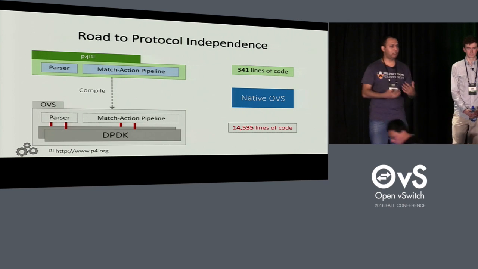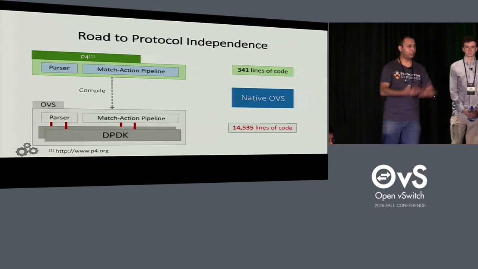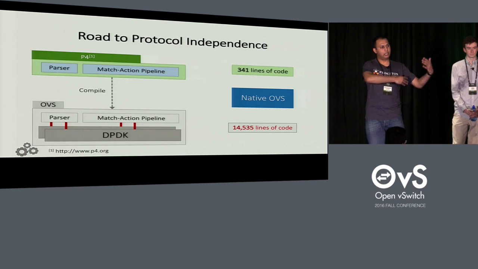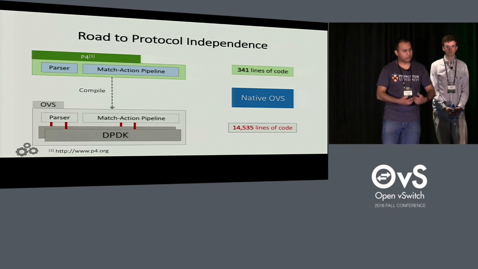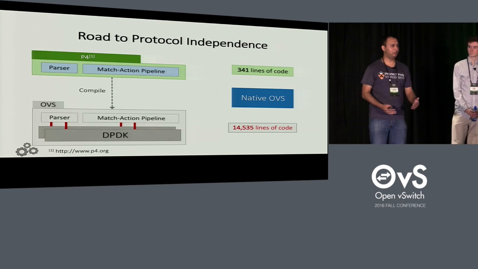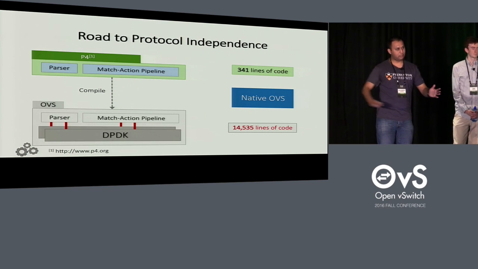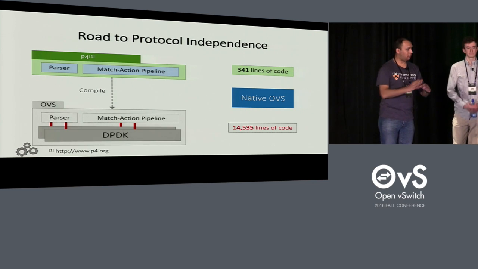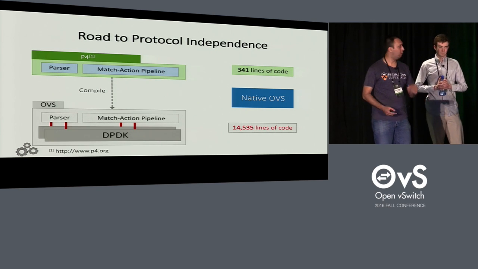So what we did was come up with a compiler that automates this process. Given these 341 lines of code, it generates these thousands of lines of code for you automatically, because you can automate this process for a larger part of the OVS code base.